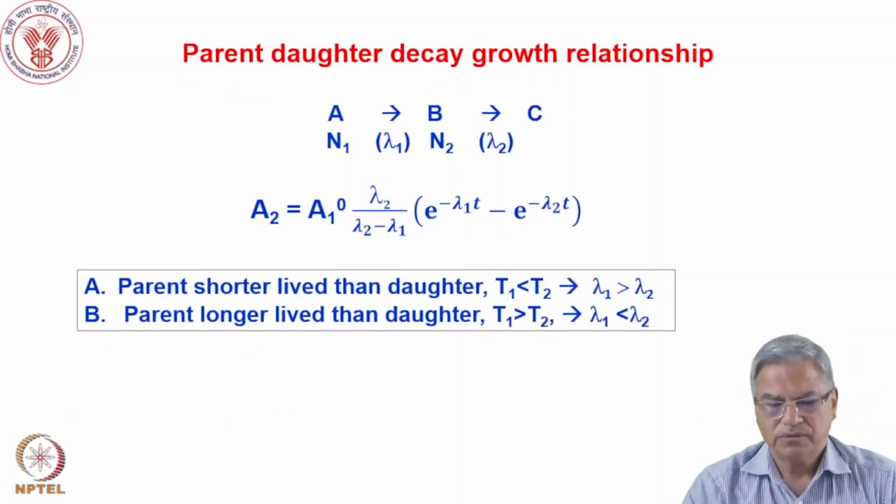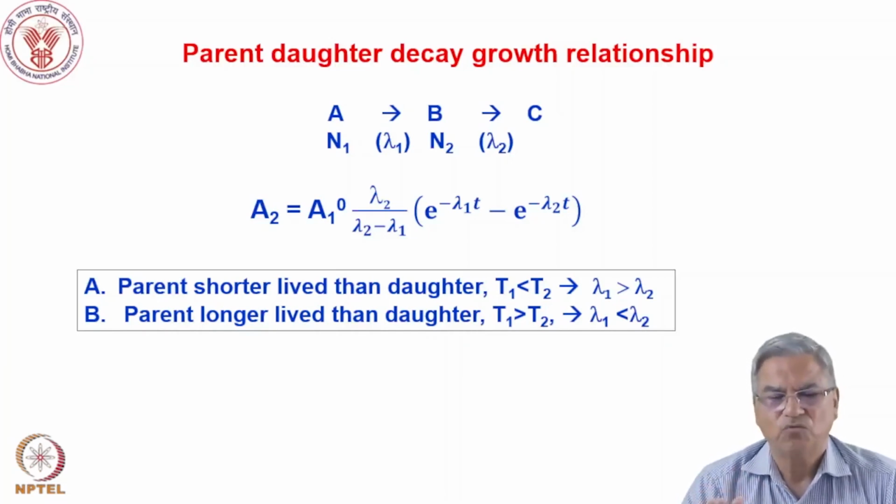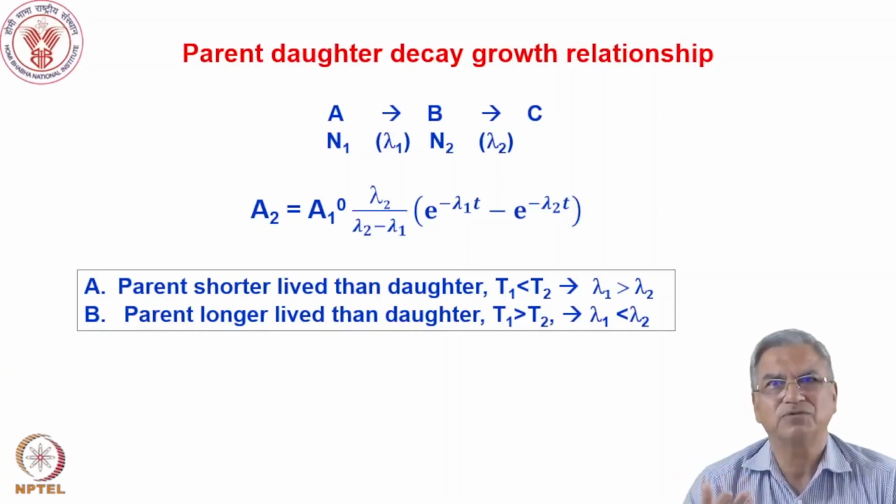Now we will come to another aspect of this radioactive decay chain. Many a time we will come across situations where, depending upon the half-lives of parent and daughter, you may have the growth and decay of the daughter product in a different fashion. So we will discuss that subsequently.